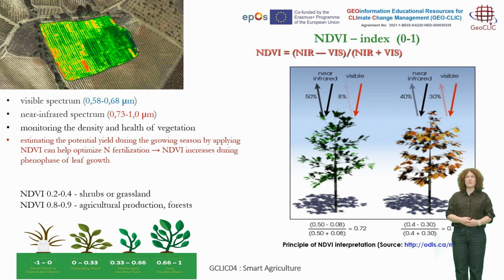The most used parameter in remote sensing of vegetation is the spectral index or vegetation index. Vegetation indices are mathematical combinations of values of reflection at different wavelengths.